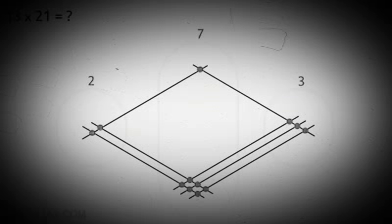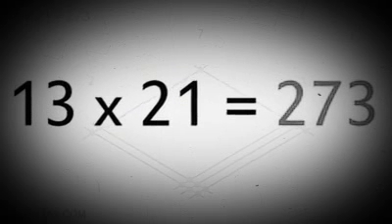1, 2. That gives us 2, 7, 3, and that gives us our answer. 13 times 21 is 273. Pretty cool, huh? So here's another quick example.